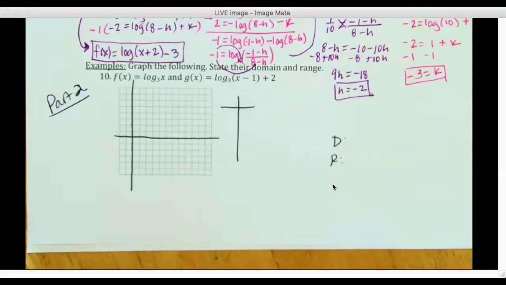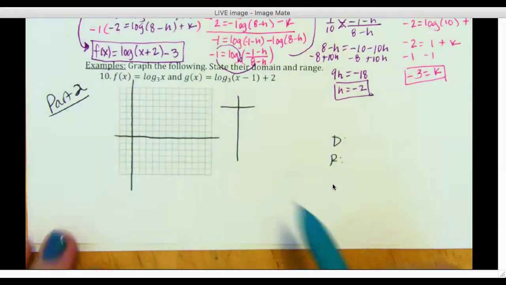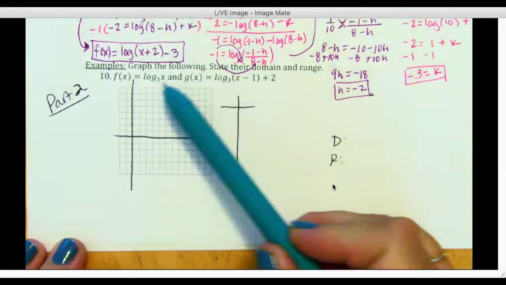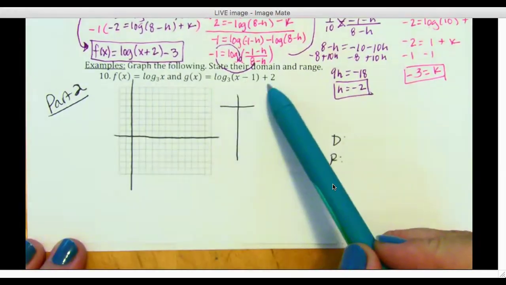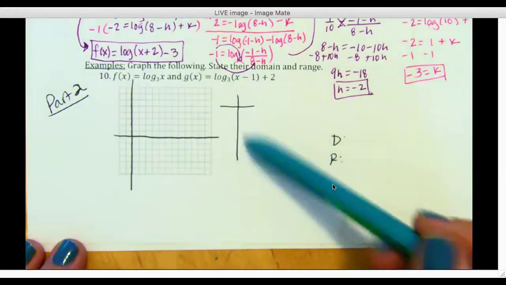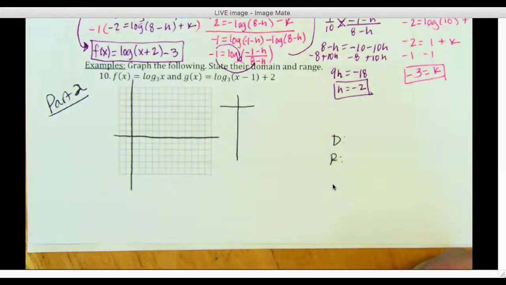All right, this is part 2 of section 4.3 and 4.4, and we are going to practice graphing some logarithm functions. So in this first example, I'm asked to graph log base 3 of x and log base 3 of x minus 1 plus 2. Now we did log base 3 of x in the previous video, and so I'm going to use the table that we already made in that video.